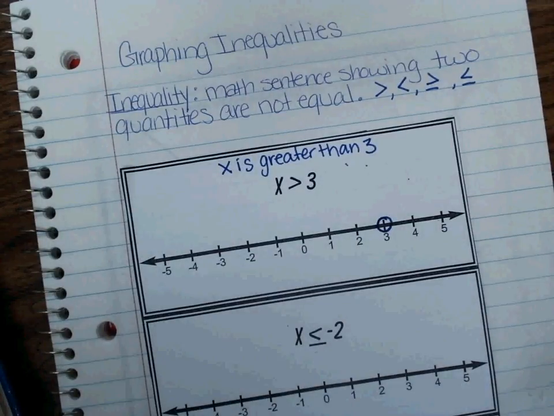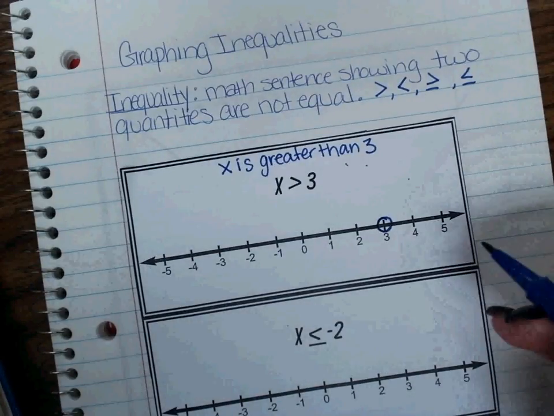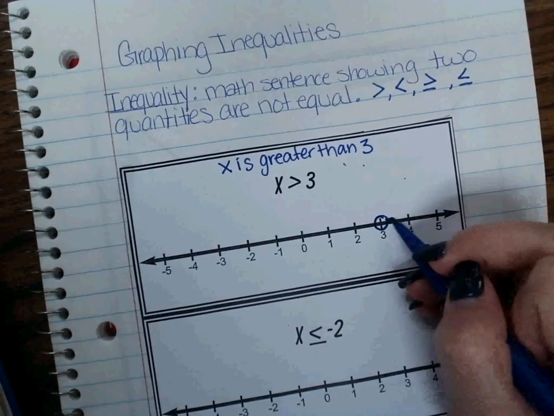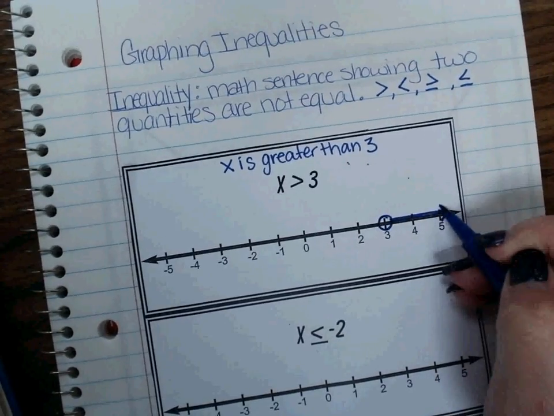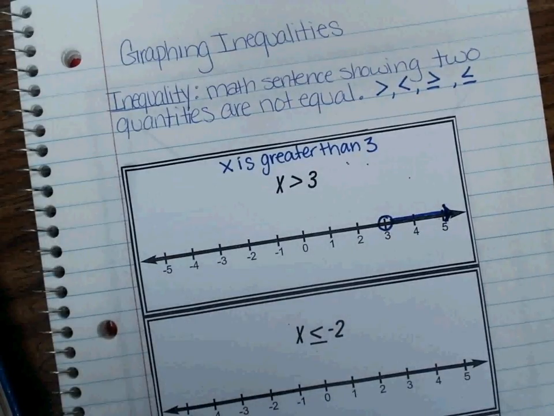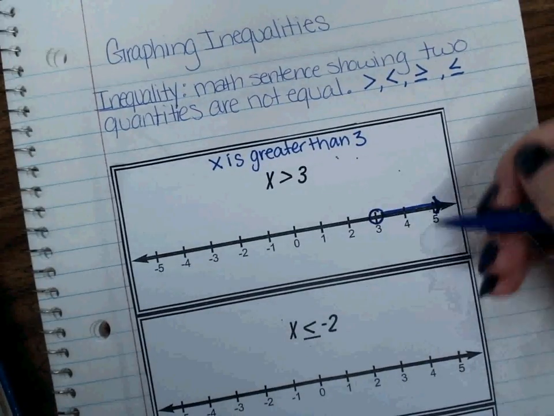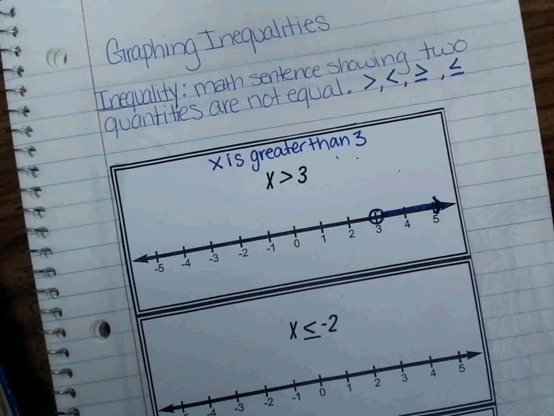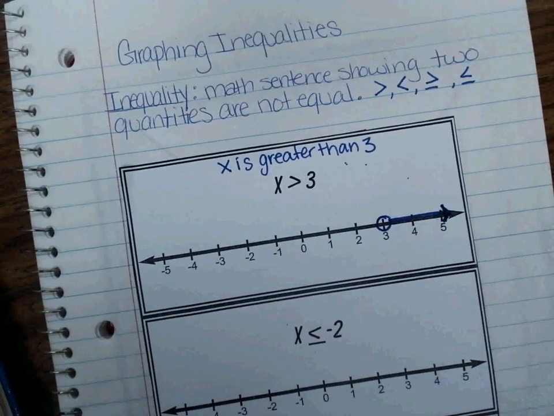So my solutions are not just one point. They are a point with an arrow going in the correct direction. If x is greater than 3, all my numbers should be greater than 3. In this case, I'm going to the right. So I'm talking about all the numbers to the right of 3. So that's 4, that's 5, that's 4.5, that's 6, that's 10. Every single one of those numbers is greater than 3.